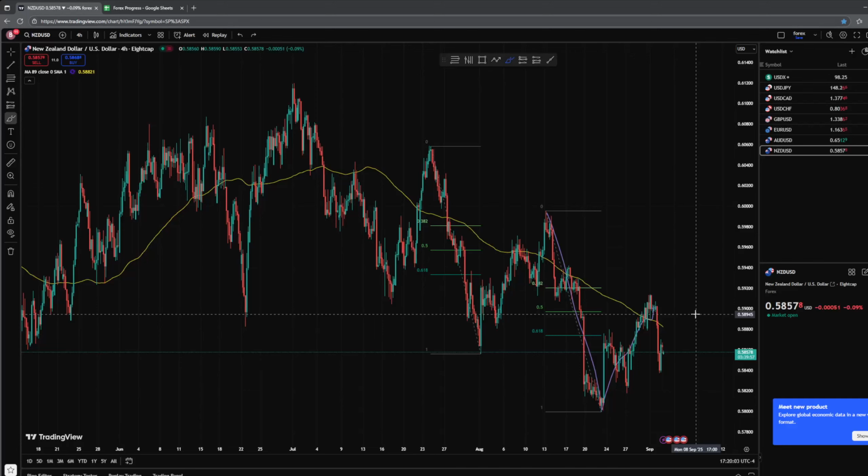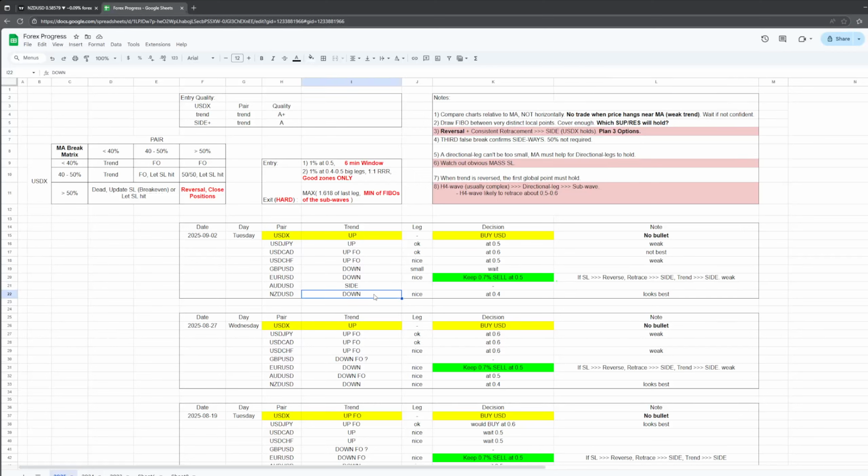So let's write it down. New Zealand dollar USD down, nice. Market is currently about 40% retracement. Wait until the 50% retracement, then start selling New Zealand dollar USD.